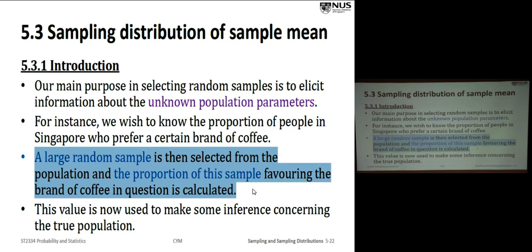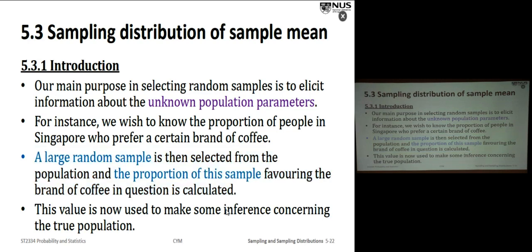Okay, so now this value is being used to make some inference concerning the true population. So if, for example, 10% of people are having brand X, then this might be quite a significant market share in Singapore. So you might try to extend your coffee production or range of coffees in Singapore, and so on and so forth. That's what inference means: trying to make some decision associated with the random variable of interest.